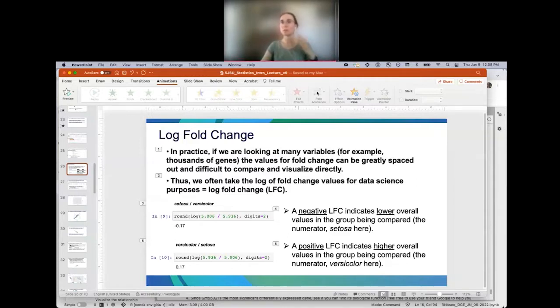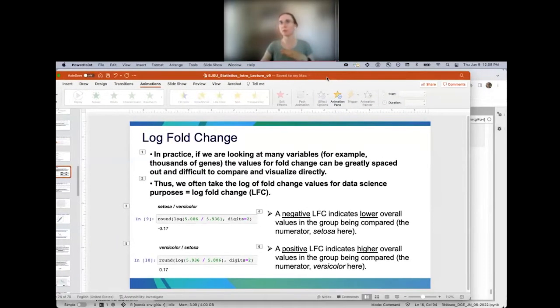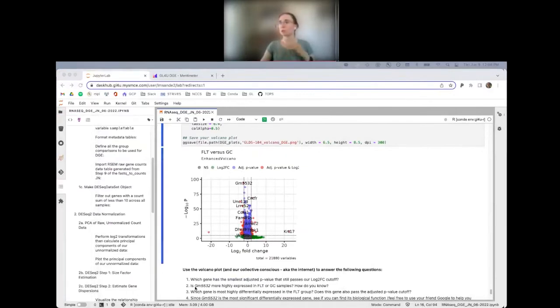So in our case, the two groups being compared are flight versus ground control. A negative log fold change, which is what we have for this gene, indicates lower overall values in the group being compared, which is the flight group. So we were doing flight versus ground control. So the question is, is this gene more highly expressed in flight or ground control samples? We can say this gene is more highly expressed in ground control samples because it has a negative log fold change, meaning it's lower in the group being compared, flight, which means it must be higher in ground control.